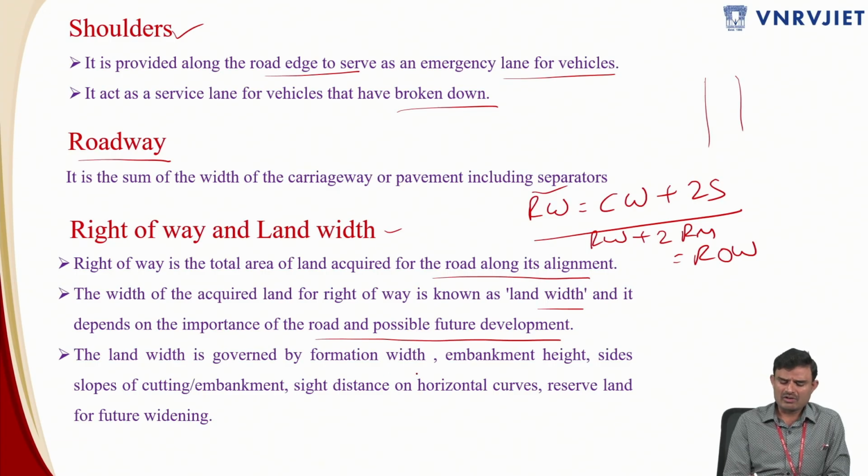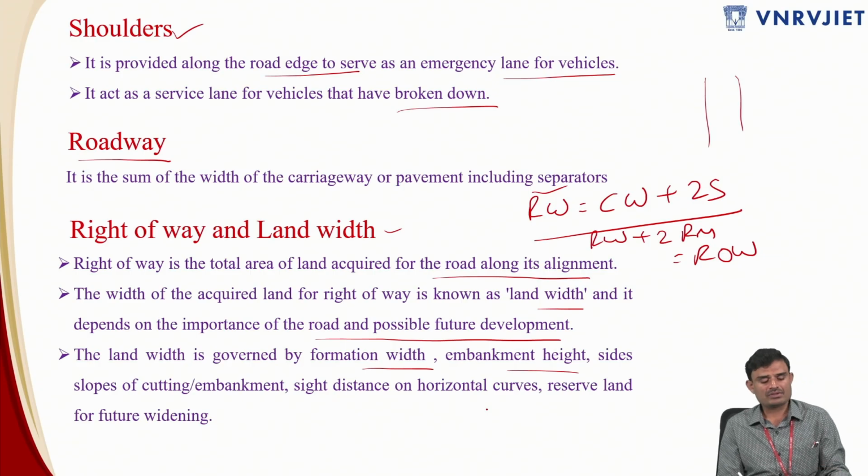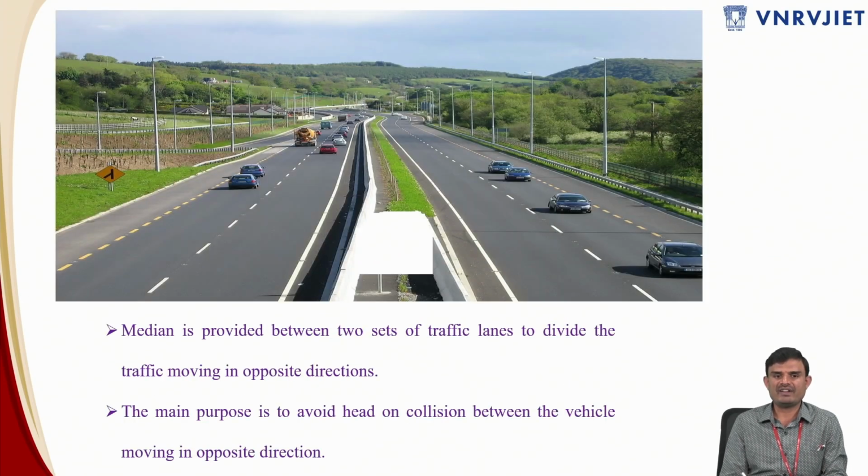And the land width is also going to be governed by some of the features like formation width, embankment height, side slopes of cutting and embankment, and side distances. So these are the factors which have an impact on the right of way. This is one figure where you can see all the cross-section elements.